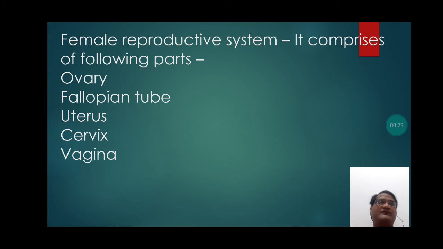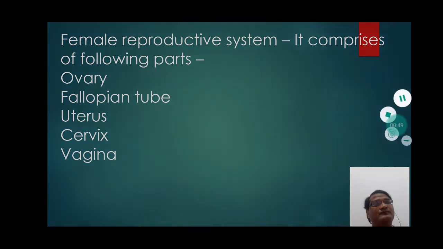Female reproductive system. It comprises the following parts: ovary, fallopian tube, uterus, cervix and vagina.